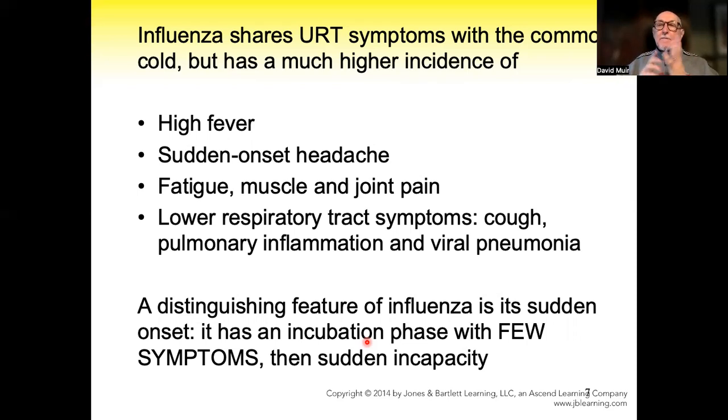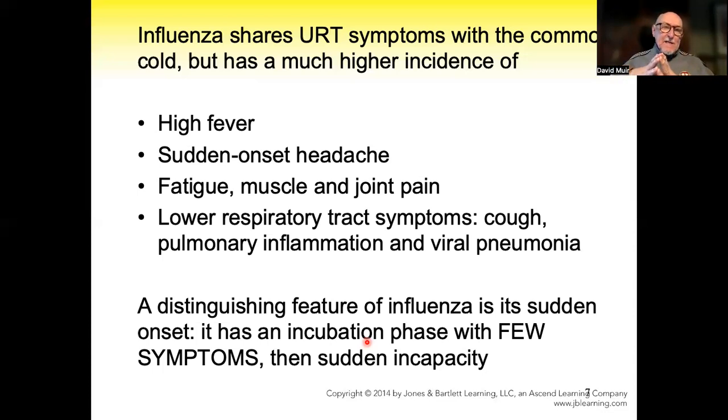And the third thing about influenza is it causes systemic symptoms, which are much more severe than in the common cold. Muscle aches, joint aches, extreme fatigue. And then it is not only an upper respiratory tract infection, sharing symptoms with the common cold, it is also a lower respiratory tract infection. And it causes cough, it can cause inflammation of the lungs, and it can directly cause a viral pneumonia.